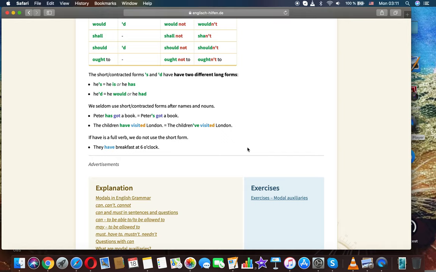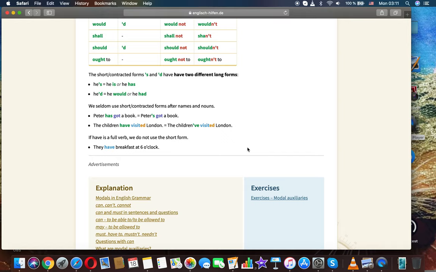He's: he is, or he has. He'd: he would, or he had. We seldom use short contracted forms after names and nouns. Peter has got a book. Peter's got a book.